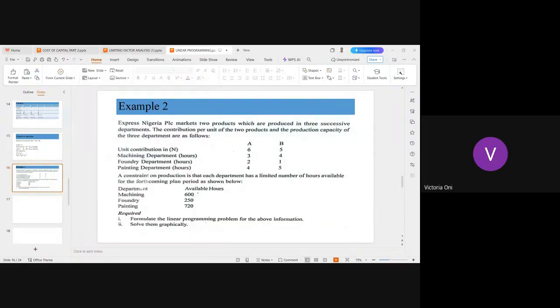So now, once you formulate the objective function, which is 6A plus 5B, the objective function will now be subject to what? To constraints, which is machining hours, foundry hours, and painting hours for A and B. Yes, because the question made it clear that a constraint on production is that each department has a limited number of hours available for the forthcoming plan period as shown below.